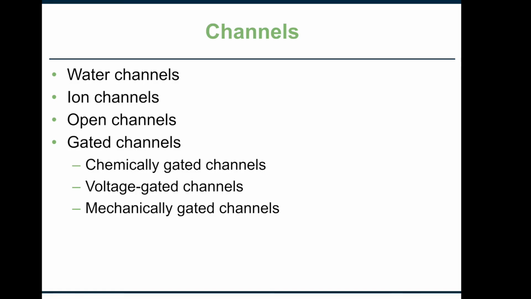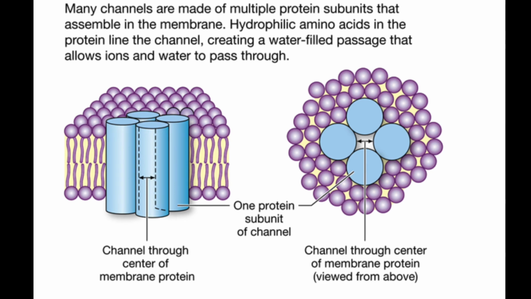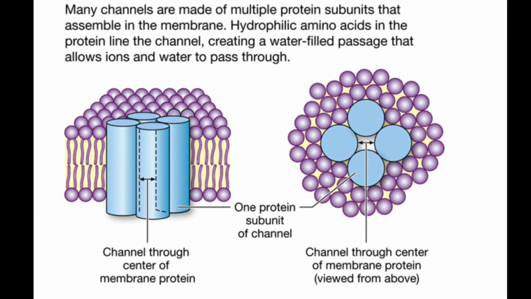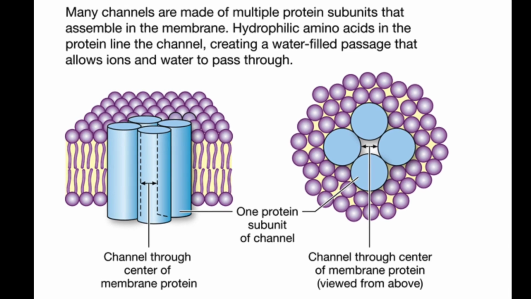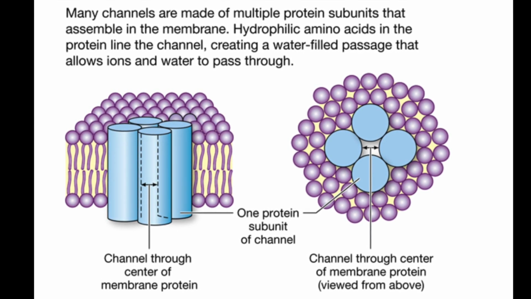There are a few ways non-penetrating solutes may move across the membrane. As I noted before, certain channels such as aquaporins can help water move through. Ion channels may be specific for one ion, or may allow ions of similar size and charge to pass. For example, sodium and potassium ion channels.